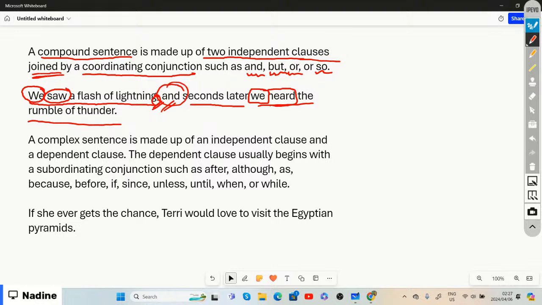Now we're coming to our complex sentence, right? A complex sentence is made up of an independent clause, an independent clause that expresses a complete thought. It has a subject and a predicate, right? It can stand on its own. So a complex sentence is made up of an independent clause and a dependent clause. And a dependent clause cannot stand on its own. It's either missing a subject or it is missing a predicate.